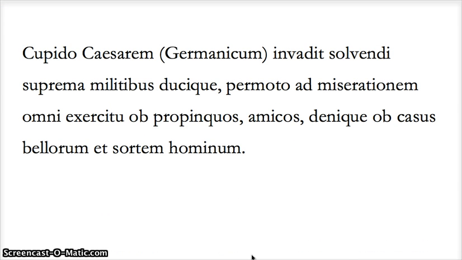This passage we looked at in class: Cupido Caesarem Germanicum, that is, invadit, solvendi suprema militibus ducique, permoto ad miserationem omni exercitu ob propinquos amicos, denique ob casus bellorum et sortem hominum.